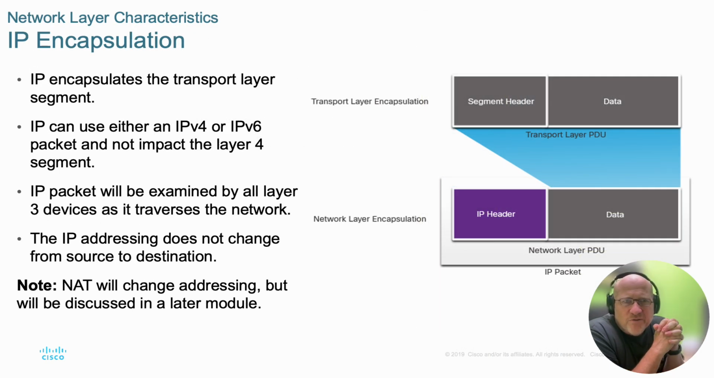IP is part of the network layer. It will encapsulate the content that comes down from the transport layer into the IP packet. So whether it's TCP or UDP, IP doesn't do much thinking. It does not change addressing from source to destination. You will eventually learn that NAT, or network address translation, will change addressing, but that's a technique used to aggregate addresses on a private network behind a router, behind a single IP address, just like many of our home routers currently do.